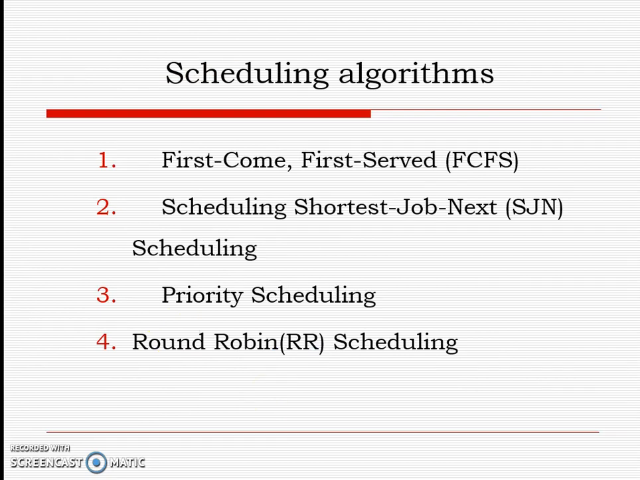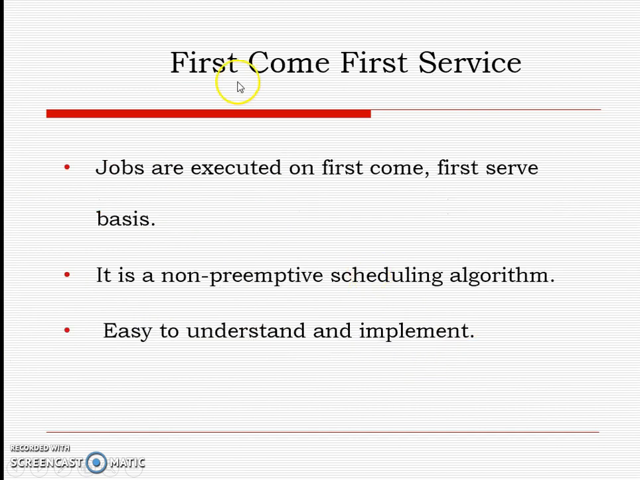Here I mention some of the algorithms. First one is first come first serve. Second one is shortest job first, also called shortest job next, and priority scheduling. Fourth one is round robin scheduling. First one is first come first serve.